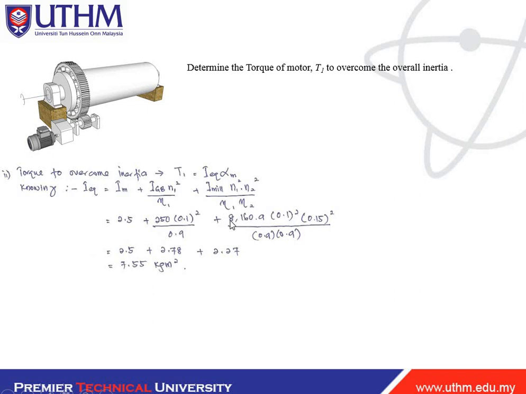The next one is the inertia of the mill. You just calculated that just now. This is the ratio of the first stage, meaning the ratio of the gearbox. Even if the gearbox inside is 2 stage or 3 stage, the overall ratio of the gearbox is 0.1. This is the ratio of the pinion and gearing. Both are here, the efficiency of the gearbox and pinion and gearing. So you got the answer 7.55 kg meter square.